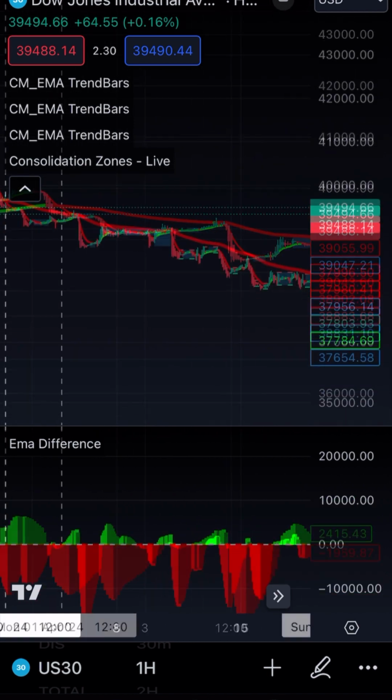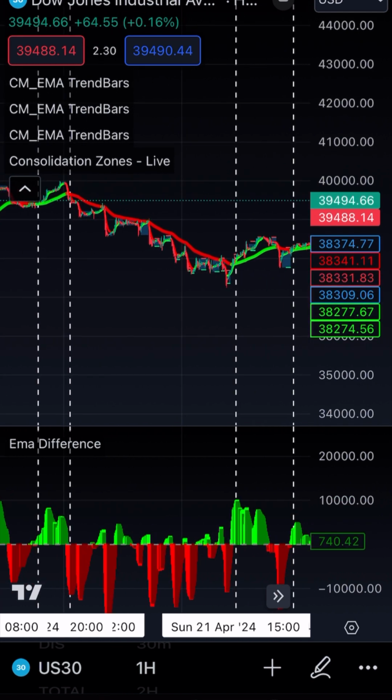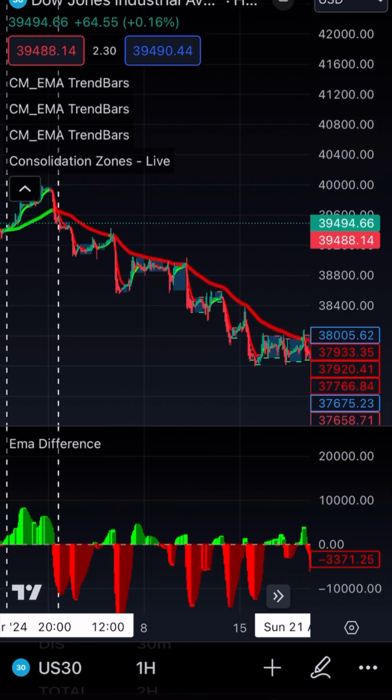Let's look at another moment. Now this one should be a big one. It looks like a big one. Now this is a big trade.